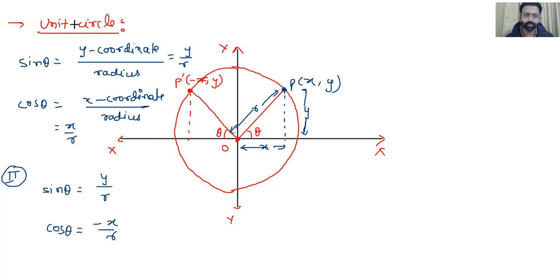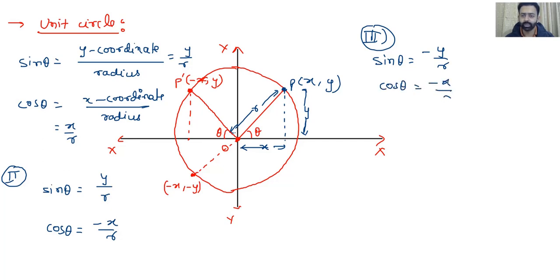Now extending this concept again to the third quadrant, this point is the mirror reflection of p dash, so its coordinate will be minus x comma minus y, because in the third quadrant both x and y remain negative. So in the third quadrant I will write sine theta as the y coordinate, which is minus y by r, and cos theta is minus x over r.